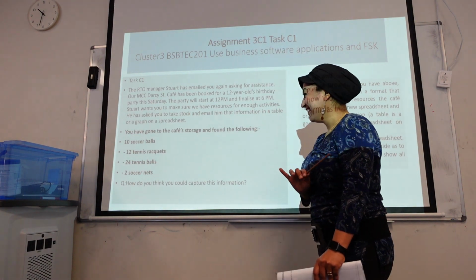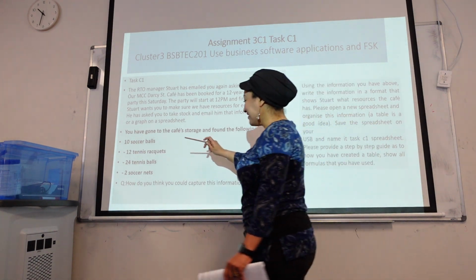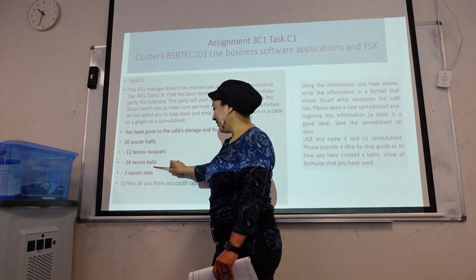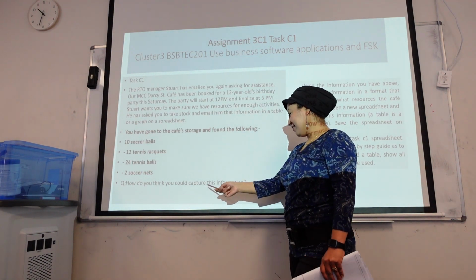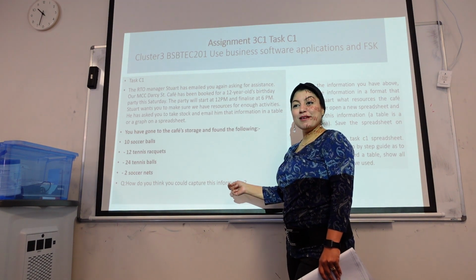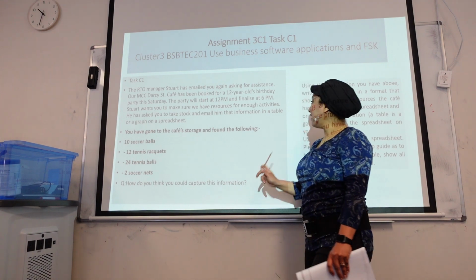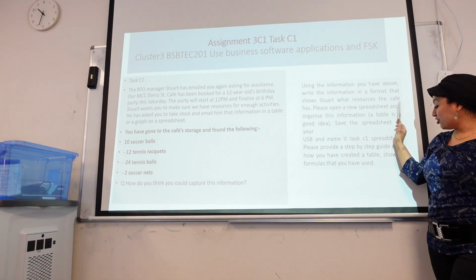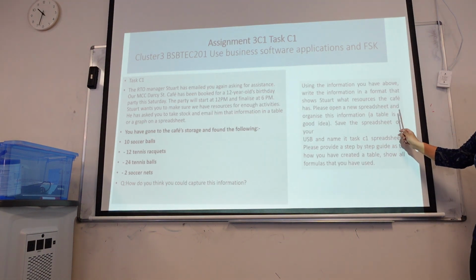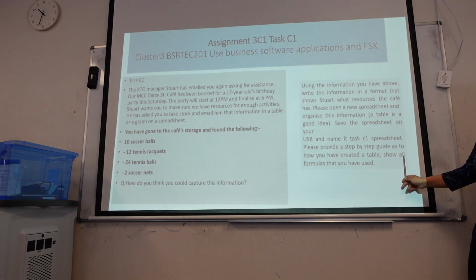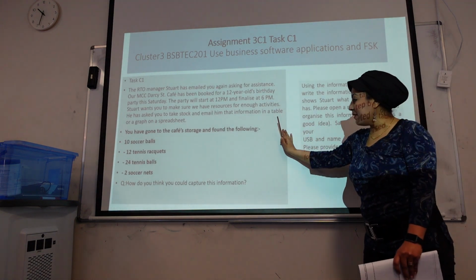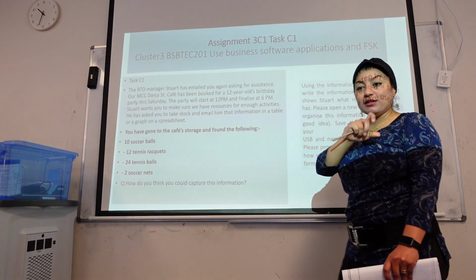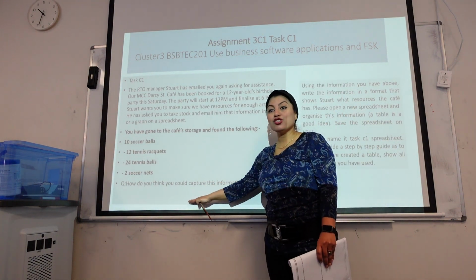You have gone to the cafe storage and found the following. So these are the things that you need: 10 soccer balls, 12 tennis rackets, 24 tennis balls, 2 soccer nets. How do you think you could capture this information? Where would you put this information? In a spreadsheet. In a table, in a spreadsheet. Thank you so much. Now, using the information that you have, you will need to create a spreadsheet, naming it. A table is a good idea. As you see, one column for equipment and one for the quantity. So in the spreadsheet you will name it equipment. So what are you going to do in sheet number 1?